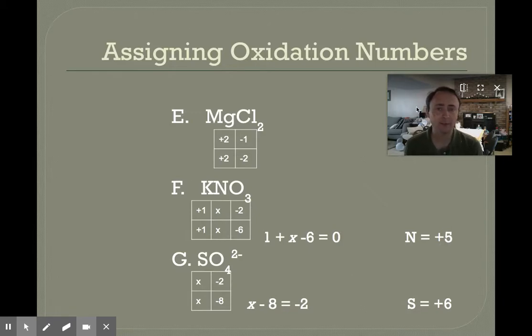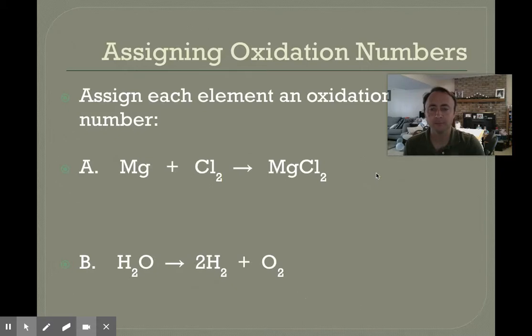All right, and that's all we have. That's how you do it. That's how we figure out the oxidation number for any atom in any compound or any ion. This will take you through the first lesson, and in the second assignment, we're going to look at an entire chemical reaction. So just giving a preview of that, here we have a couple of different chemical equations. We've got A, magnesium plus Cl2 makes MgCl2.